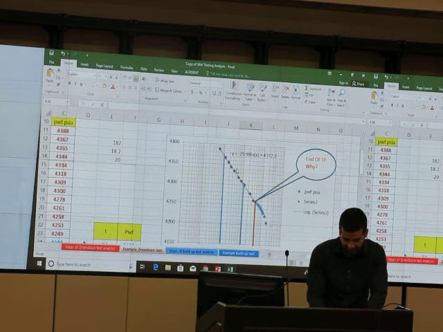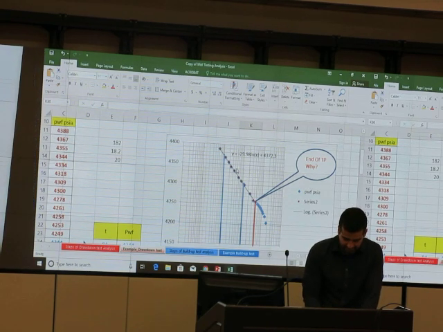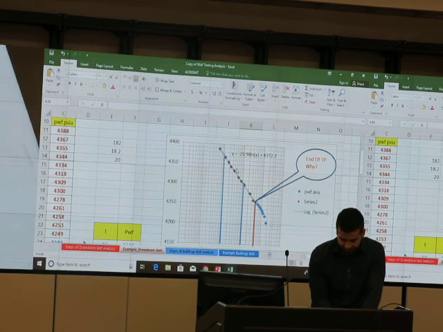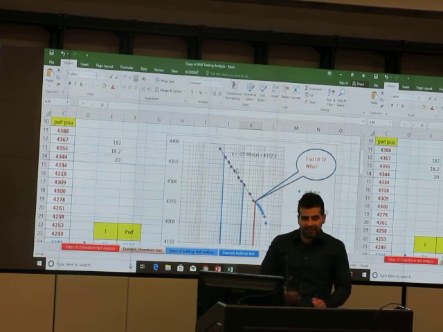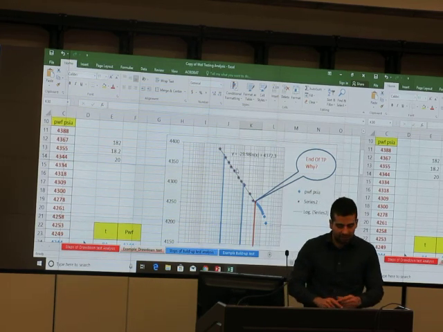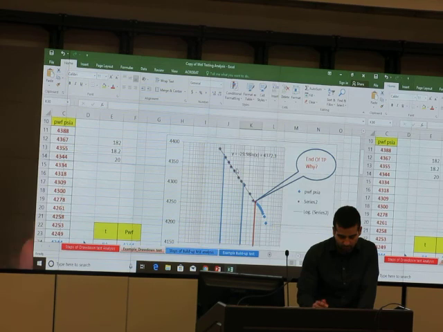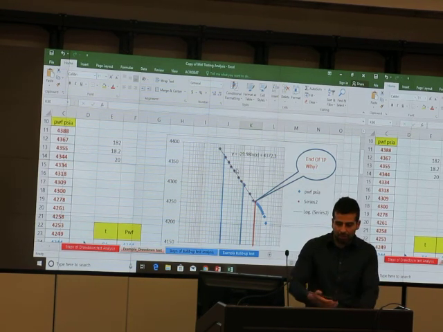I have these points. This is log of t, and this is your pressure. If I make the line by Excel, it's going to be something like this, because Excel gives you the trend line based on all the points. But you don't have that option in the exam. So what you do is choose 4 points that lie better on your trend line, and you just draw it by ruler.